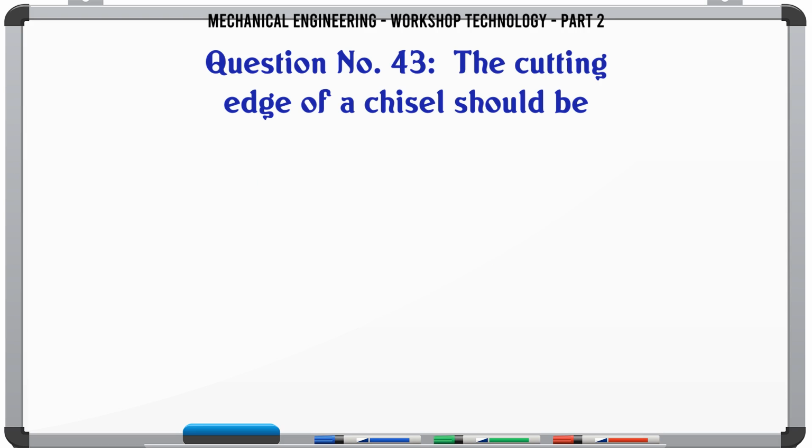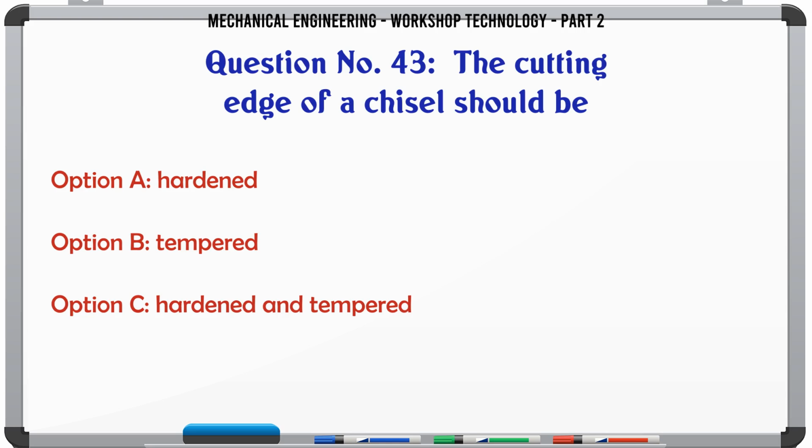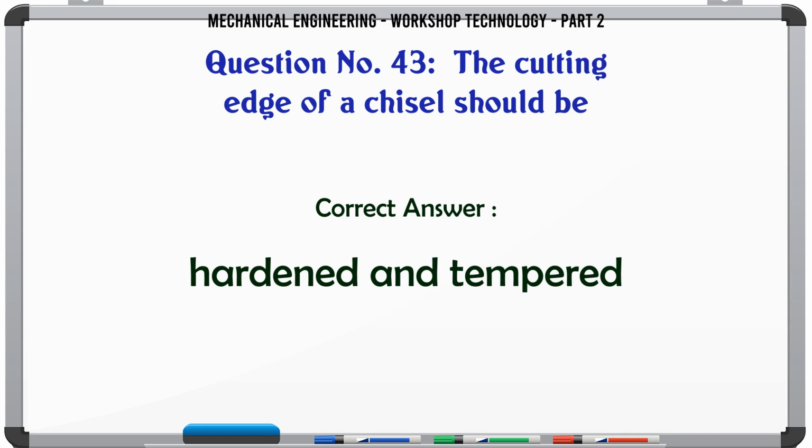The cutting edge of a chisel should be: A. hardened, B. tempered, C. hardened and tempered, D. case hardened. The correct answer is hardened and tempered.